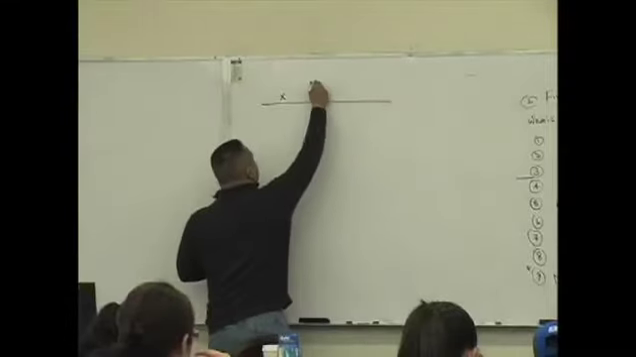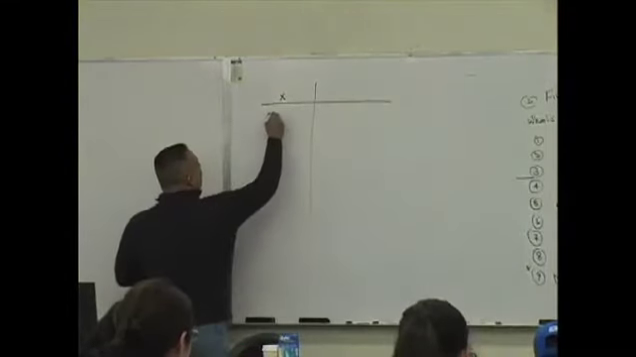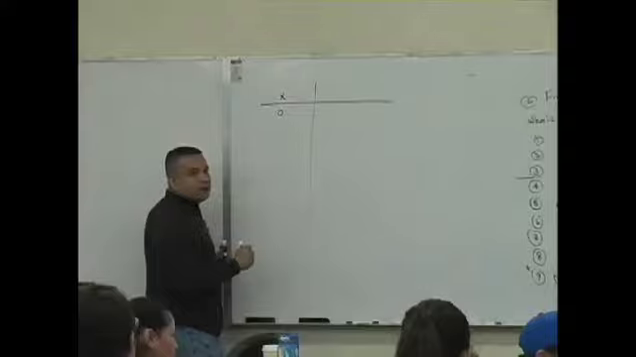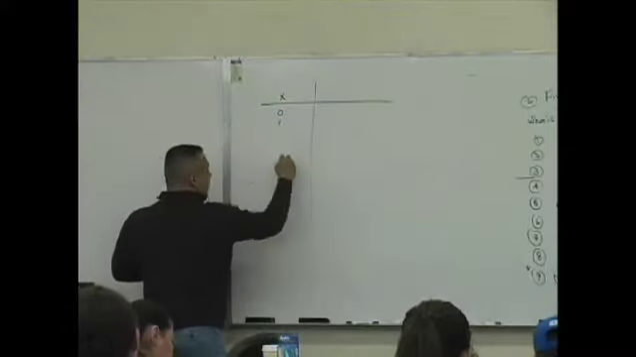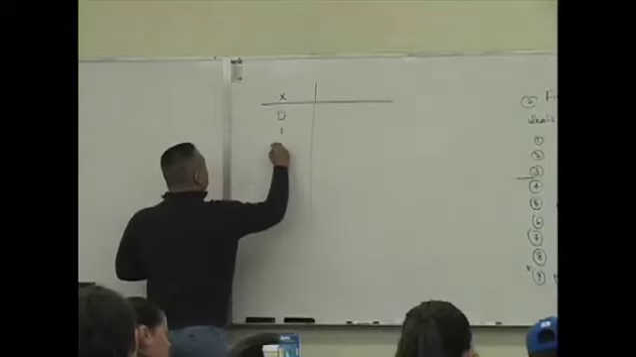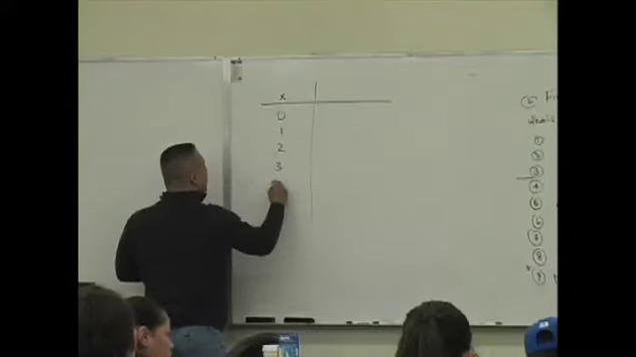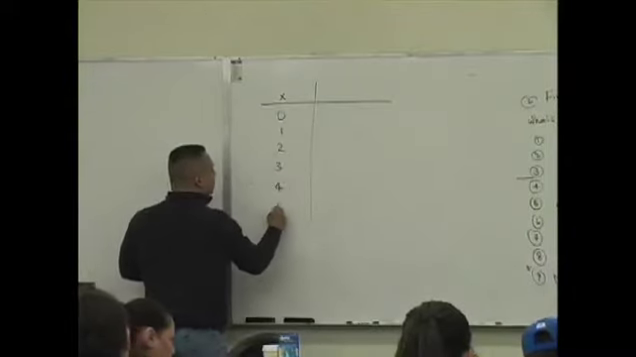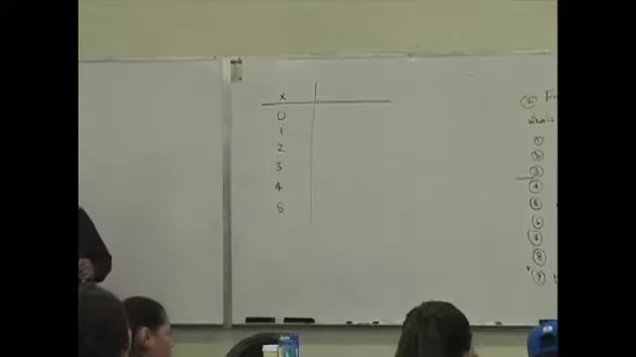Possible outcomes. We can have 0 girls, 1 girl, 2 girls, 3 girls, 4 girls, or we can have what? 5 girls. Are you guys okay with that?